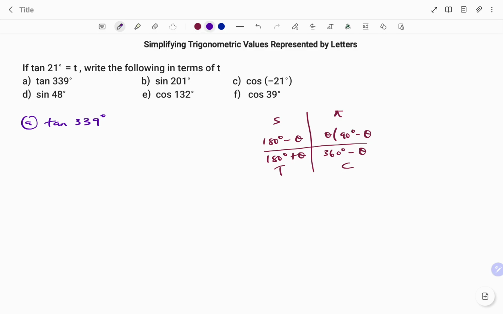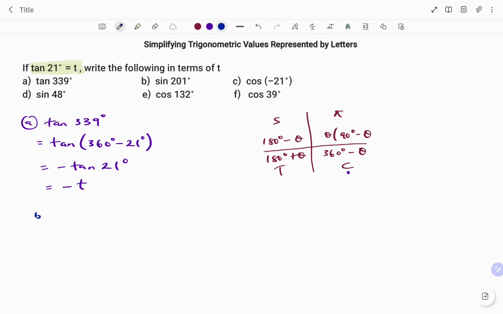So using reduction, that is equal to tan in brackets 360 degrees minus 21 degrees. 360 minus 21 will give us 339 degrees. And the value of tan in that quadrant is negative, because the only trig ratio that is positive is your cos. So that's equal to minus tan 21 degrees. In the question, we've been given the value of tan 21 degrees to be t. So tan 339 degrees equals minus t.